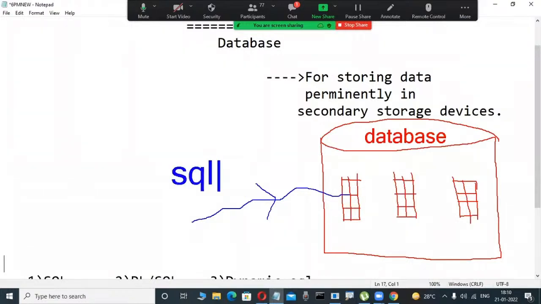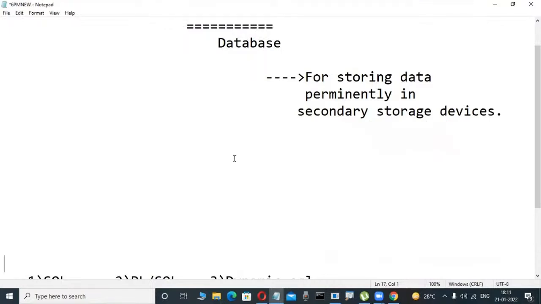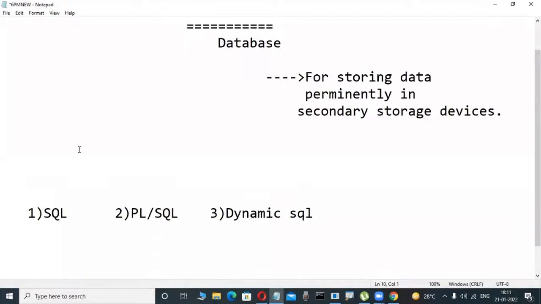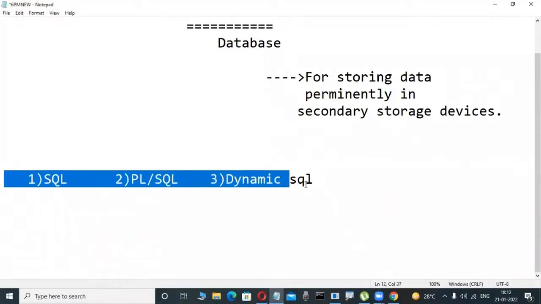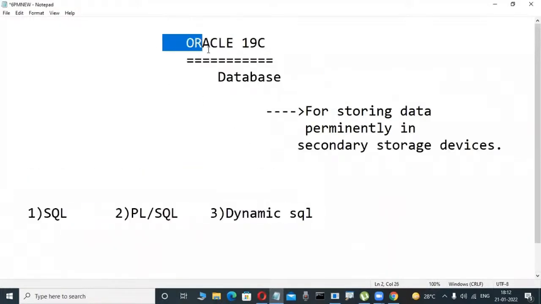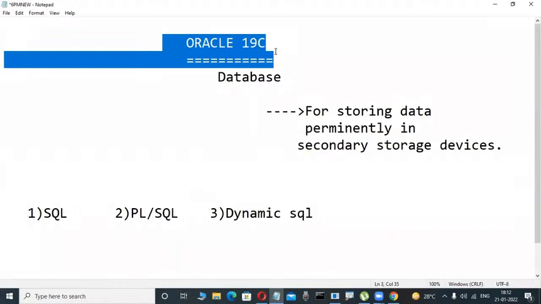Yesterday, up to this point, I told you only a small thing. If you want to operate this Oracle software, we use SQL, structured query language. Another language is PL/SQL, procedural language extension for SQL. Another language is dynamic SQL. Through these three languages, we operate this Oracle software in your companies.